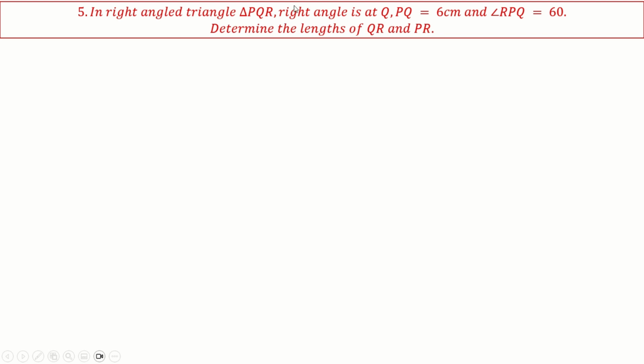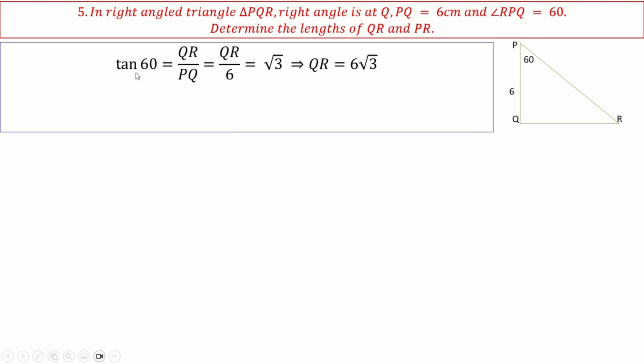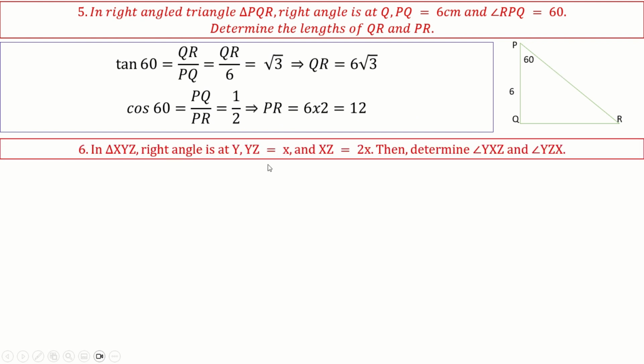In a right angle triangle PQR, right angle is at Q, PQ equal to 6 centimeters, angle RPQ equal to 60. Determine the length of QR and PR. Yeah, we have done this example already. One side is given, one angle is given, right? So very simple. Tan 60 is QR by PQ. So QR by 6 equals root 3, tan 60, so QR is 6 root 3, okay? And cos 60 equals PQ by PR, which is 1 by 2, okay? So PR equals 6 into 2, which is 12. PR equals 12. Okay.